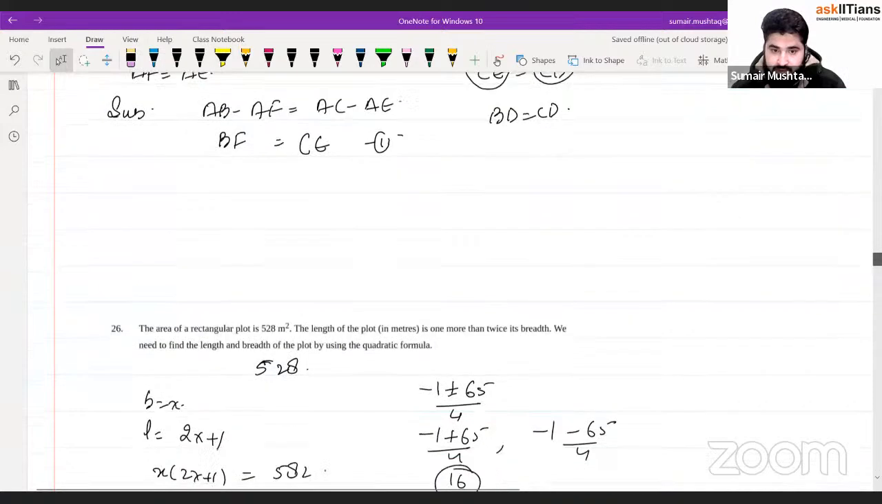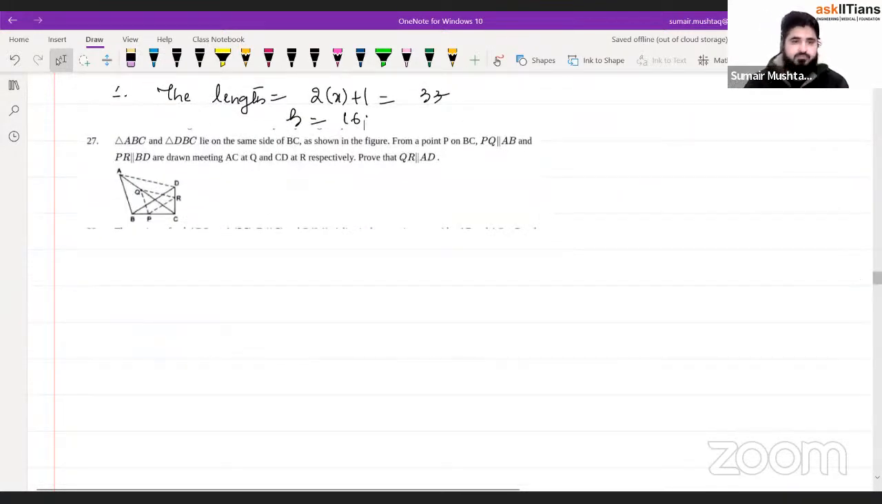Come on, tell me how to do this question. This is one more question on triangles. Tell me how to do it. See, ABC and DBC are on the same side, this side BC, as shown in the figure. The point P is on BC, and PQ is parallel to AB.